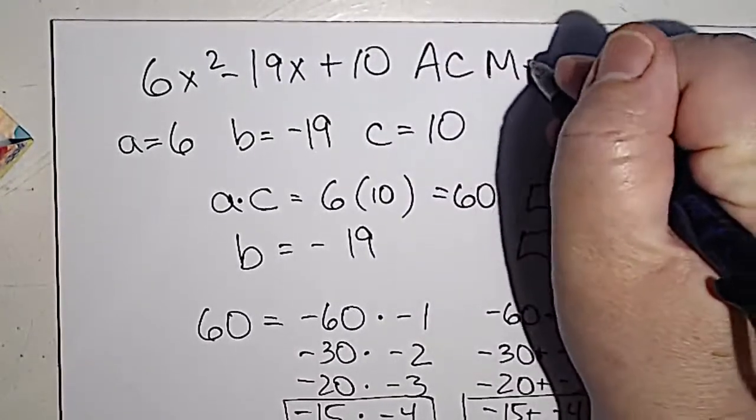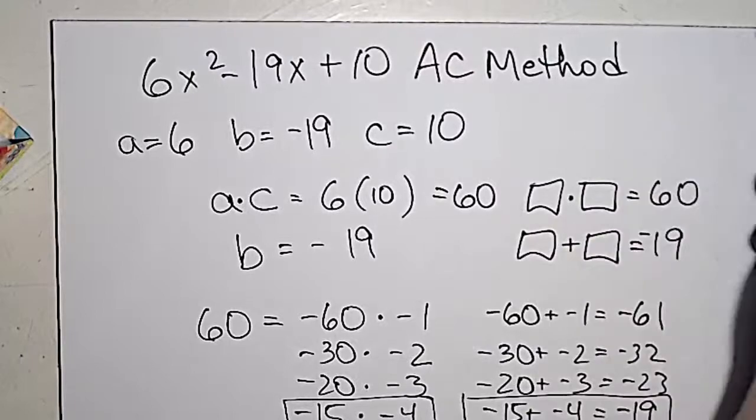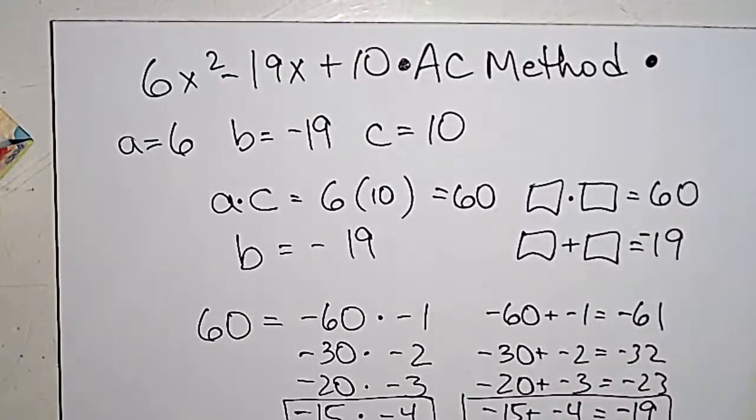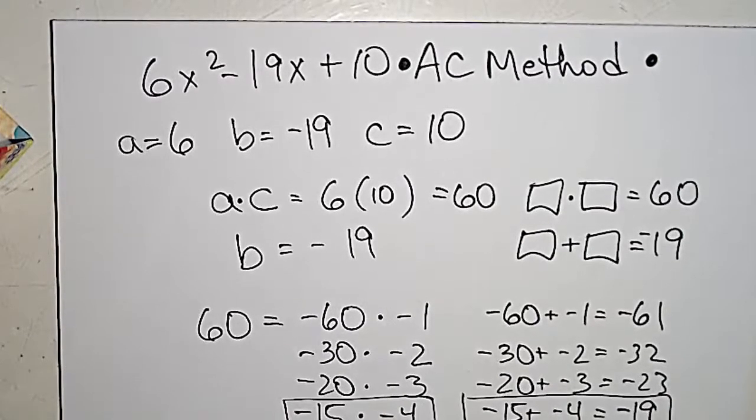AC method. So you get to choose trial and error, AC method. You could use a combination. You could try them both for each one. You're going to need to know how to do at least one of them. And again, I would encourage you to practice trial and error just because it does help you get faster with your math. But we are done with factoring trinomials for now.